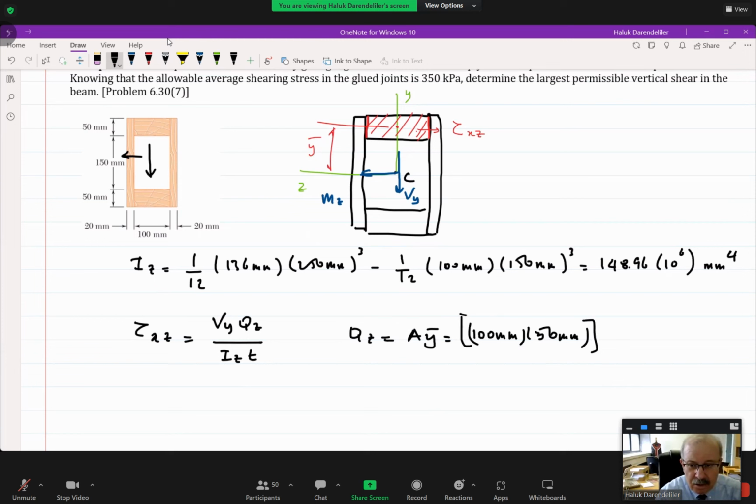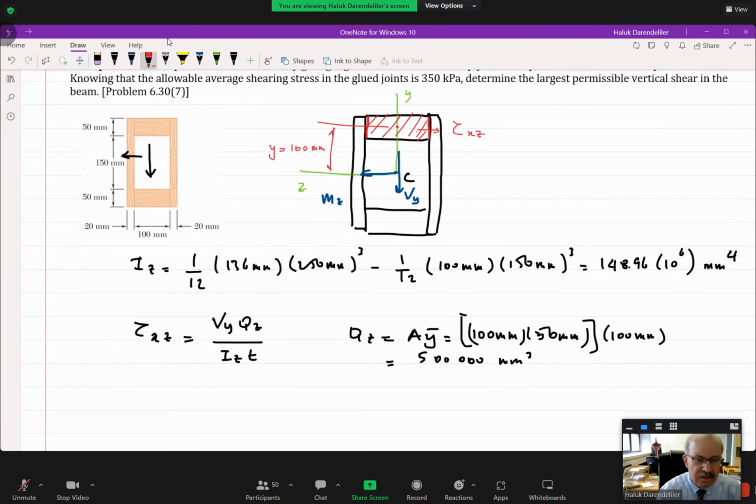So if you select the crosshatch area correctly, you will solve these problems very easily. Then what about y bar? Y bar is equal to, here in this problem, 100 millimeters. So from here, Qz is obtained as 500,000 millimeter to the power 3. So let me repeat. The y bar here is equal to 100 millimeters.